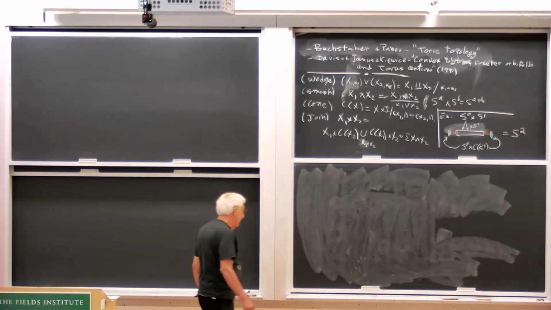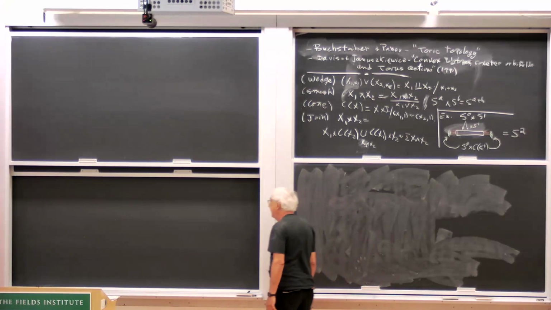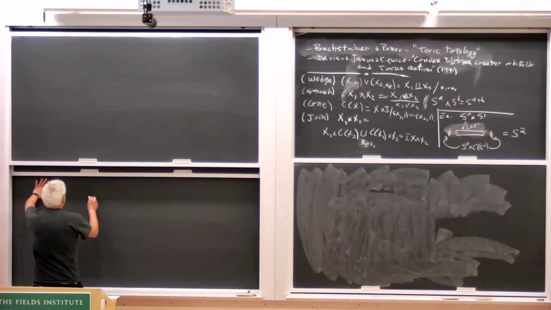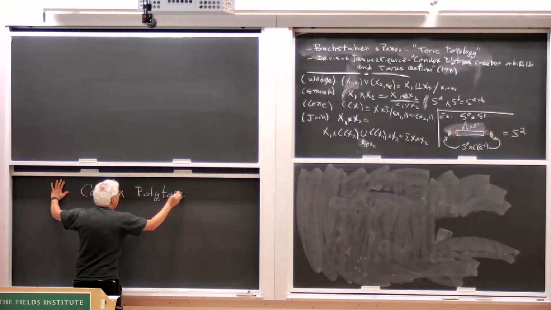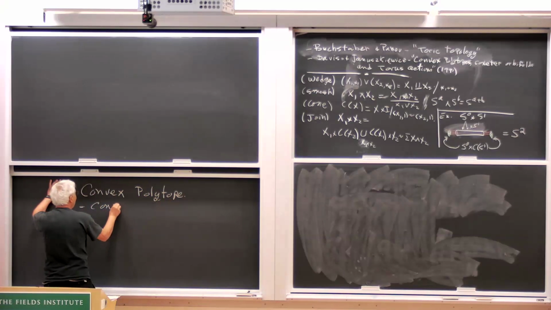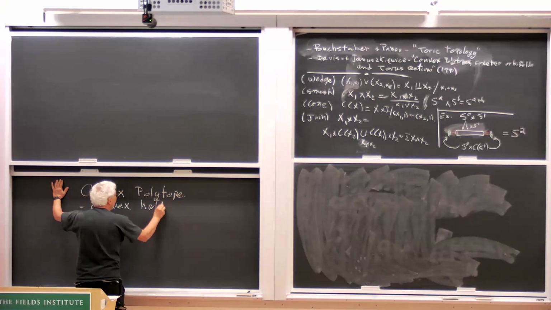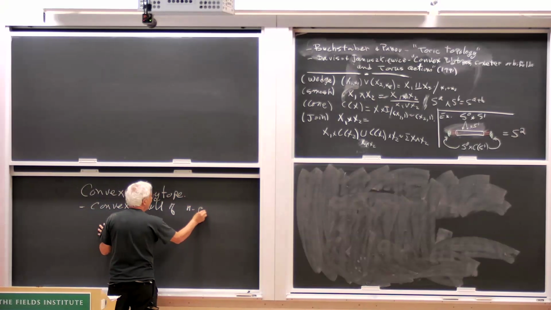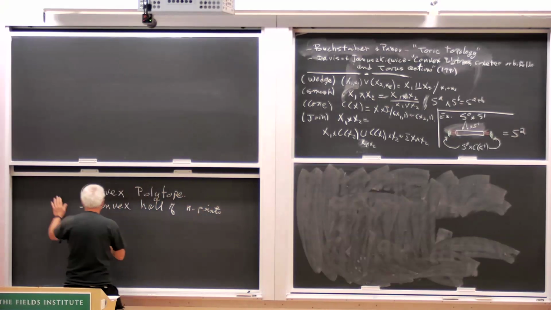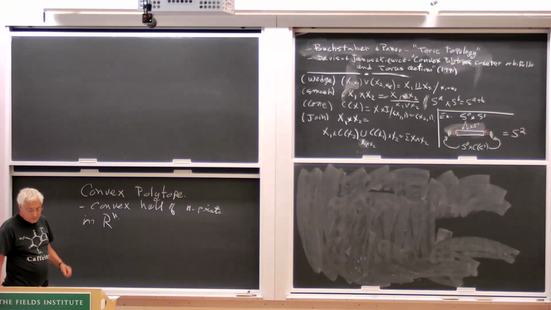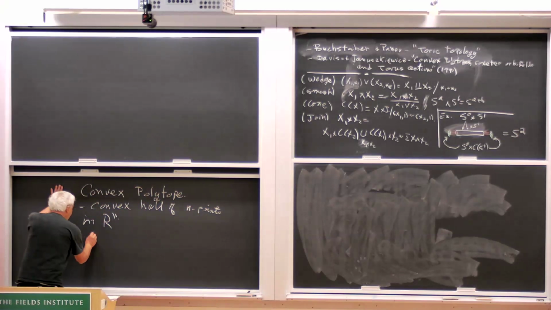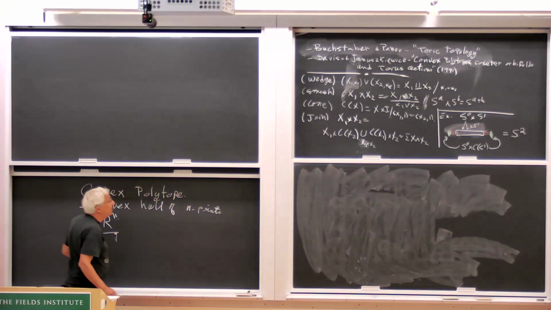So the beginning, again following Davis and Januszkiewicz, is the notion of a convex polytope. This is the convex hull of n points in some Euclidean space, R^n. These points will be called the vertices.